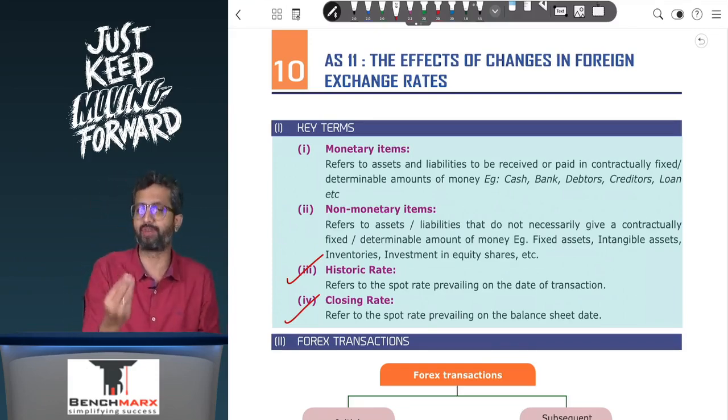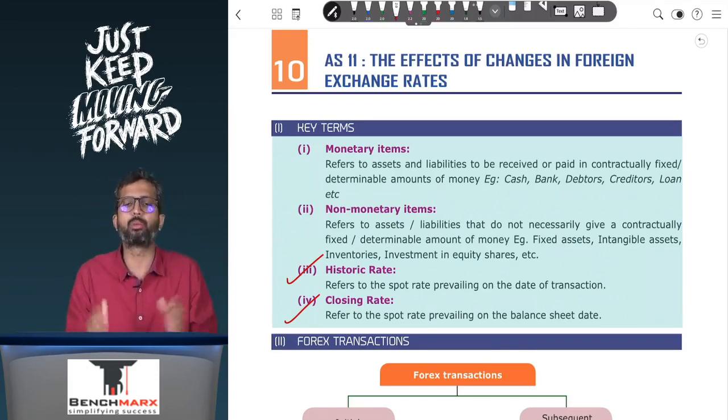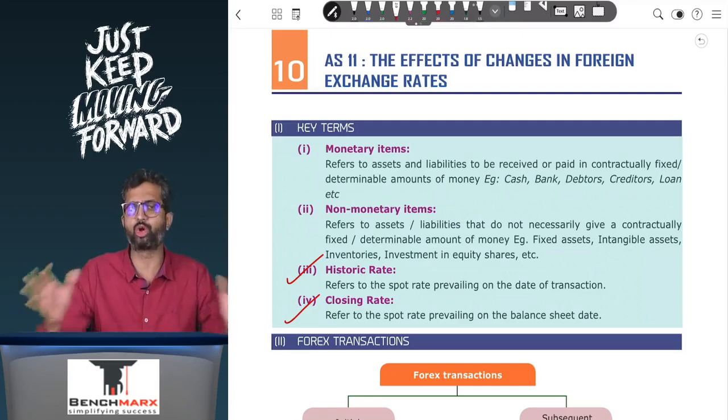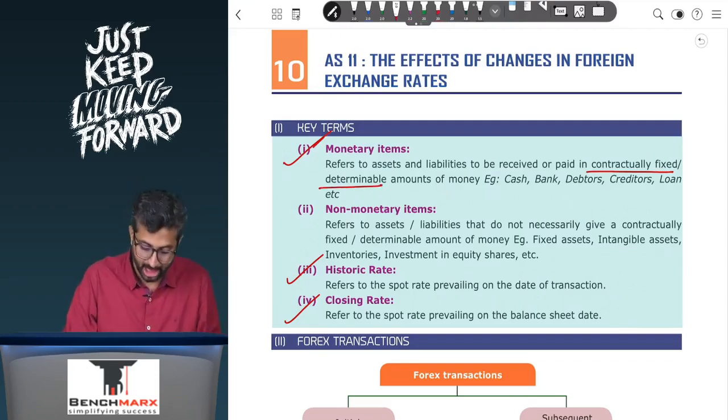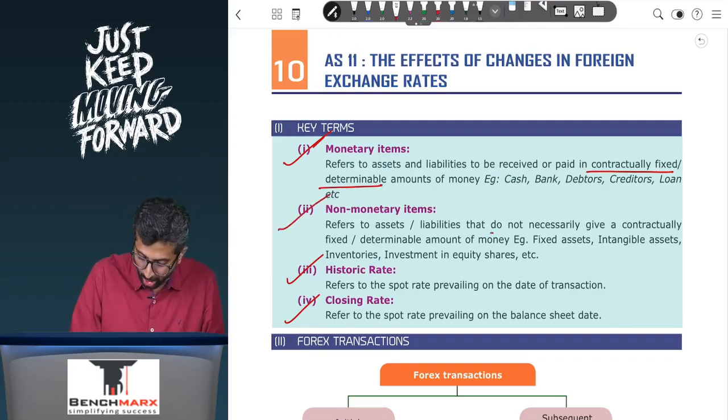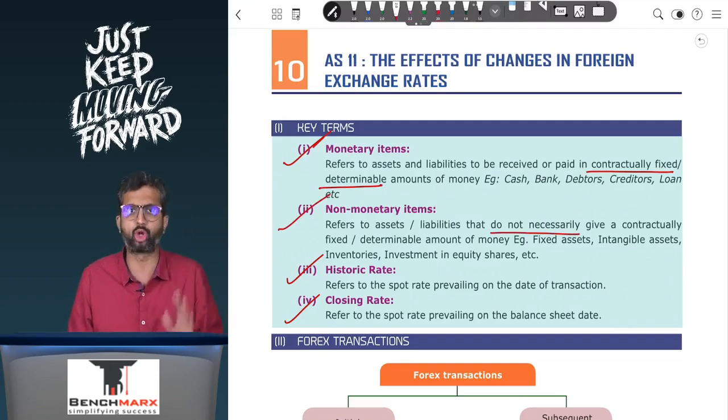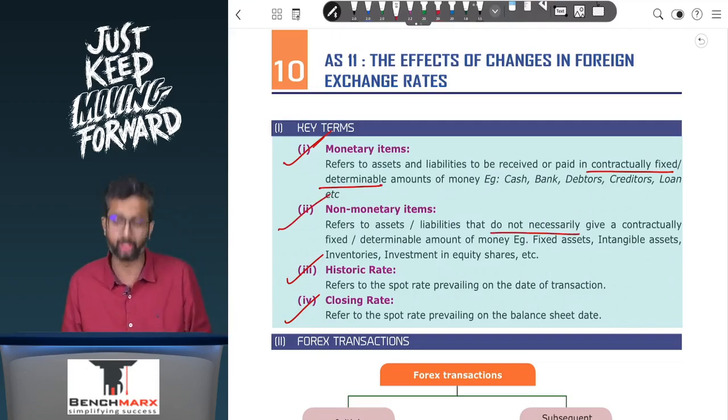However, you cannot quantify them, determine a fixed or a determinable amount of monetary benefits, and hence they are called non-monetary items. So when we look at monetary items, these refer to assets or liabilities which are received or paid in contractually fixed or determinable amounts. A few examples. And the non-monetary items do not necessarily give us a contractually fixed or determinable amount. That is what we call a non-monetary item.